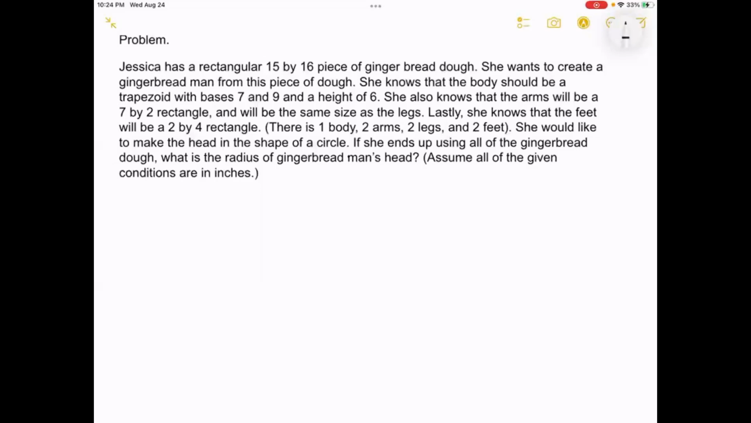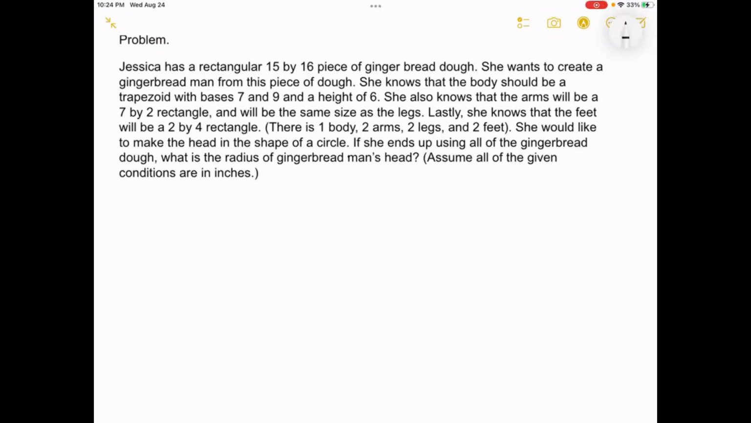Hi everyone, so this week's problem says Jessica has a rectangular 15 by 16 piece of gingerbread dough. She wants to create a gingerbread man from this piece of dough. She knows that the body should be a trapezoid with bases 7 and 9 and a height of 6. She also knows that the arms will be a 7 by 2 rectangle and will be the same size as the legs. Lastly, she knows that the feet will be a 2 by 4 rectangle.